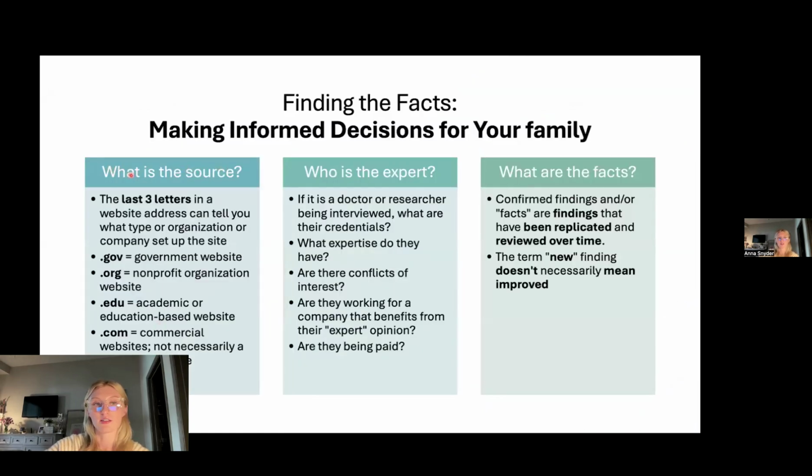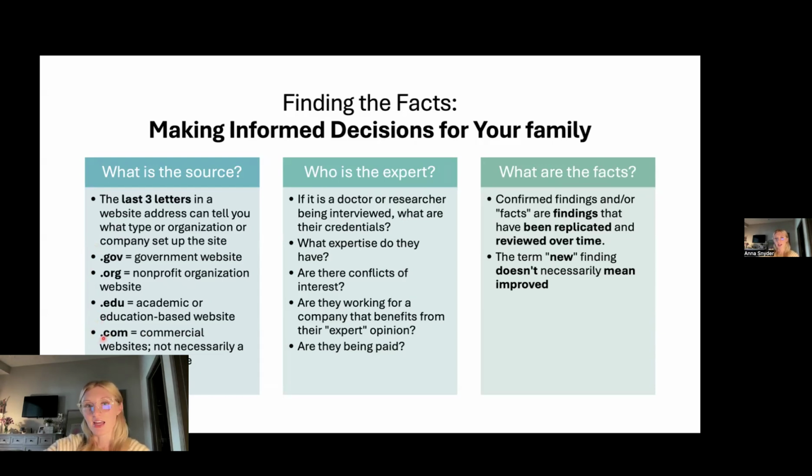So, for the first question, what is the source? The last three letters in a website address can tell you a lot about what type of organization or company has set up the site that you're on. .gov is typically government, .org is typically nonprofit, .edu is academic or education based, and then lastly, .com is typically commercial websites, and these are not necessarily a source of reliable information. Not to say that these first three are just absolutely reliable sources all the time, but these first three are more likely to be credible sources than a website ending in .com.